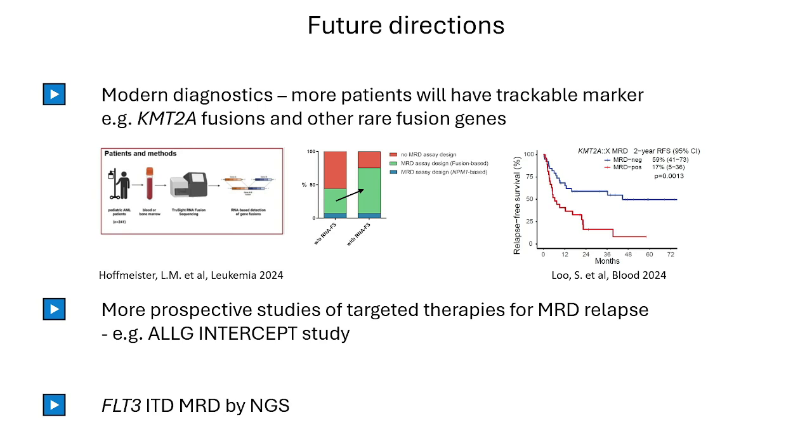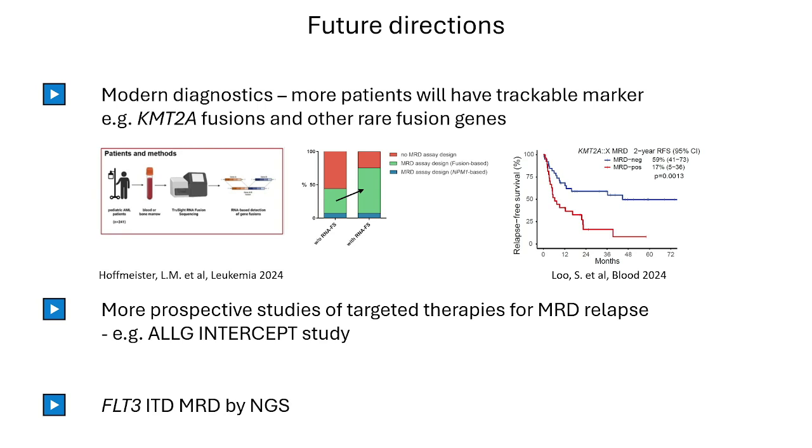First of all, I think modern diagnostics will have a significant impact on the number of patients that we can identify with trackable molecular markers. And I'd like to highlight this study from the German BFM group. This is looking at the pediatric setting, but by applying an RNA sequencing panel, which I think is pretty much routine now in pediatric AML, they approximately double the number of patients with fusion genes. A lot of these are cytogenetically cryptic, and so this massively increases the number of patients that can be tracked by molecular approaches. In an adult setting, I think particularly KMT2A rearrangements are amenable to tracking by qPCR.